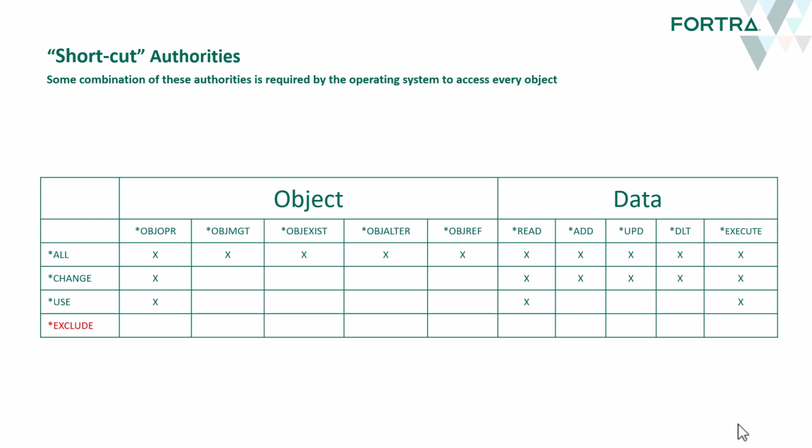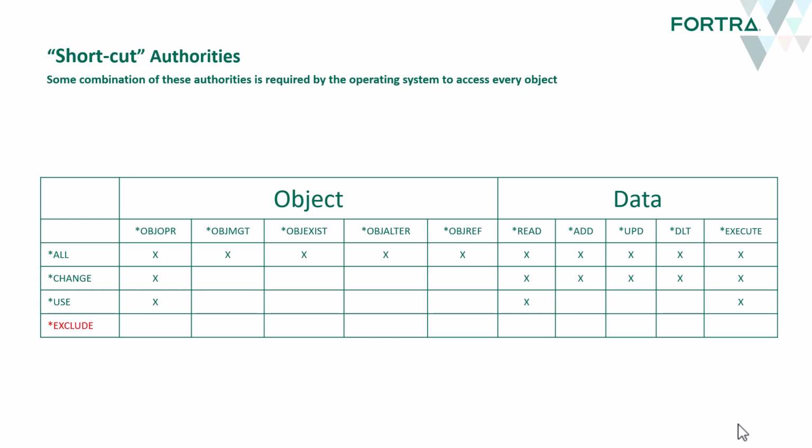When we look at change and use, you can see that they both get object operation under object authorities, but they don't have any of the other object authorities, meaning they can't delete the objects. They aren't going to be able to alter them. But they do receive different data authorities. Change still has all data authorities, meaning you can add records, you can read all the records, you can delete the records, you can run the program.